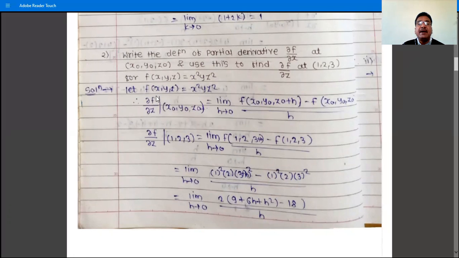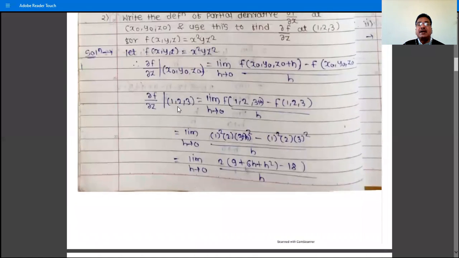And what is ∂f/∂z? It is limit, suppose we use the notation L, L tends to 0, f(x₀, y₀, z₀ + L) minus f(x₀, y₀, z₀) by L. Here the notation is h, k and L. So this is the definition with respect to z.